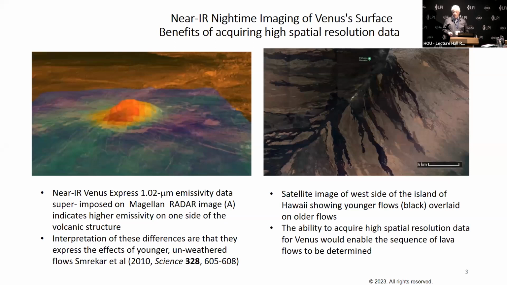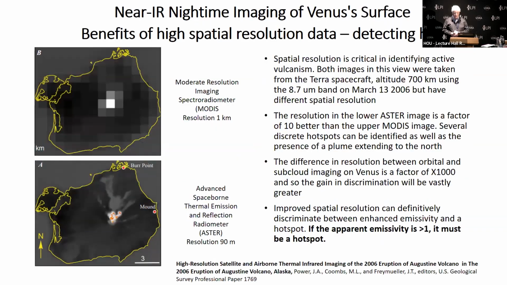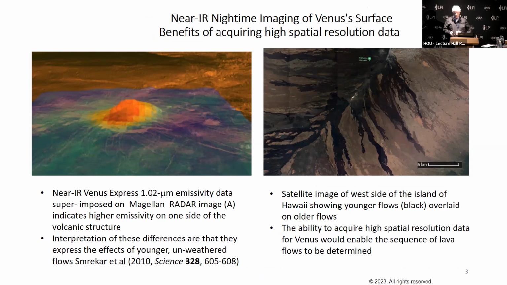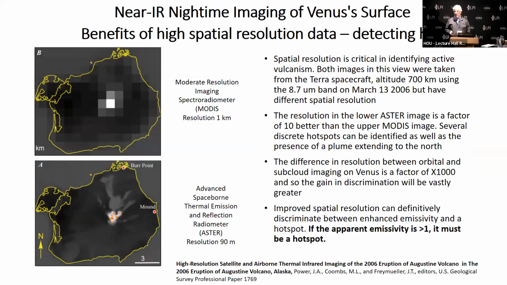The picture on the right shows what you might do if you had 10-meter resolution. This shows a series of lava flows on the west side of the island of Hawaii. And if you look closely, you can see some are very dark, which would mean high emissivity because there's a visible image. Some are much paler, and those would be older. And so you'd be able to see this sequence and really prove what has previously been speculated. So not only can you do something with emissivity, but you can also learn if there's active volcanism with a much higher level of confidence.